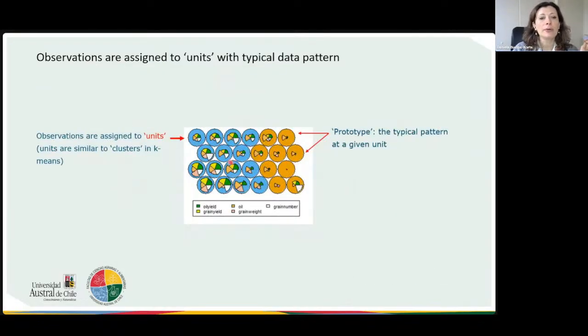And what happens with this map? Basically, you assign your observations to units. And units, we call them prototypes, so a certain pattern of response. For example, I could have trials in which all the traits have a low value, so low yielding trials. Or I could have trials in which everything has a high yielding value. Or I could have trials like this one in which all the traits have low value except grain number. And in this way, by looking at the similarities between the different traits in a set of trials, we can group them.